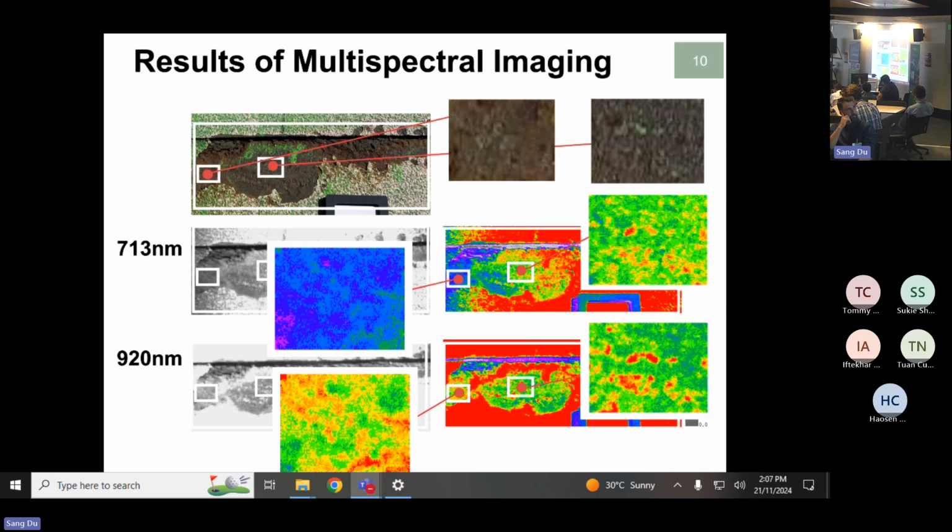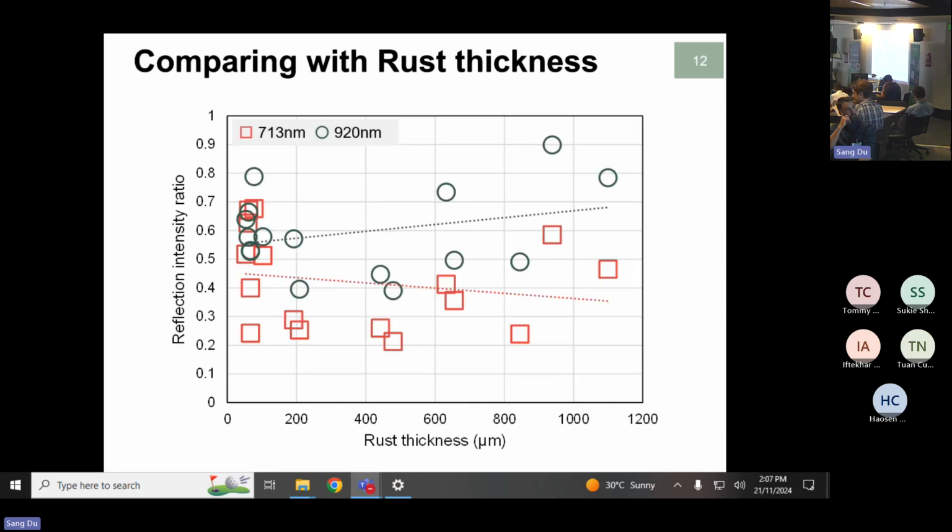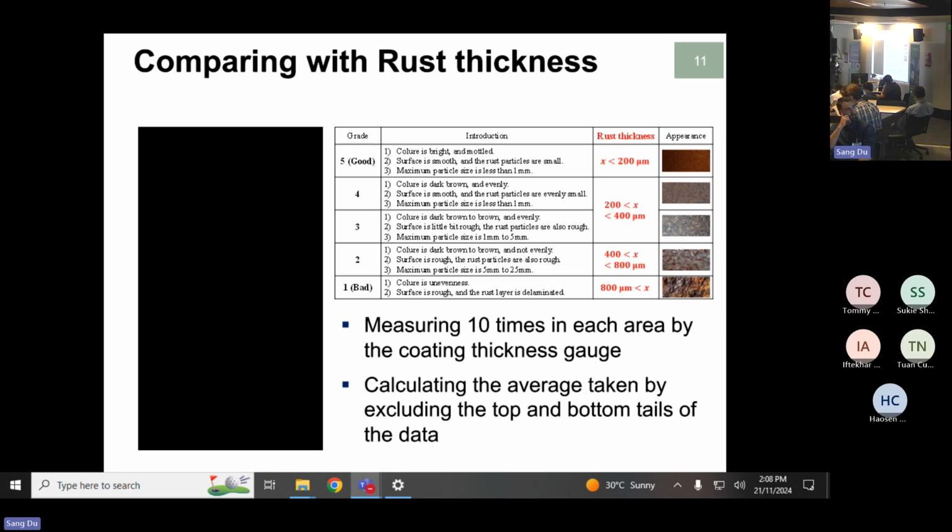When we check the RGB images, we cannot see the difference. But at 713, we compare the blue and green one. And if we check 920 nanometers, which is the higher NIR band, there are also differences between green and red. So in order to, oops, sorry. Oh, the movie is not working. So I'd like to check what is the, oh, sorry, it's not working maybe.